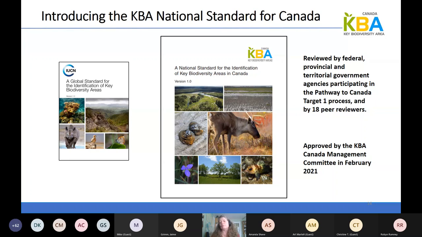We engaged in a fairly long process, because we had to garner enough experience with the identification itself. Once we were ready in the fall, and actually a year before that with preliminary versions, we asked for reviews and received excellent reviews by federal, provincial, and territorial government agency representatives, scientists, and managers participating in the Pathway to Canada Target 1 process. It was very useful to dock onto that process and use the people assembled who were thinking about these kinds of issues first and foremost, and also from a practical standpoint. It was very valuable. In addition, we had at least 18 peer reviewers along the way, including some from the global community. The standard was then formally approved by the KBA Canada Management Committee last month. It will also be translated into French. It's drafted right now, so we're preparing that.